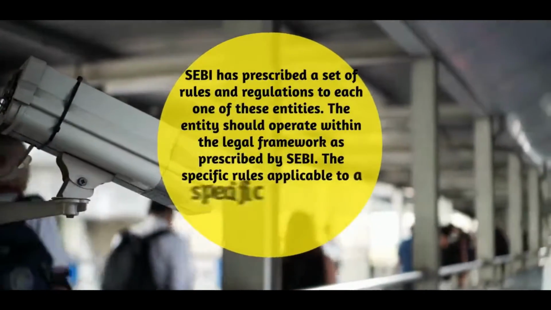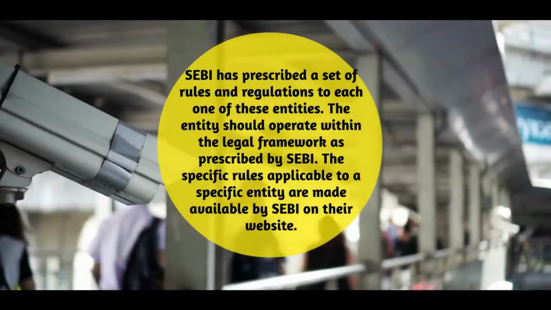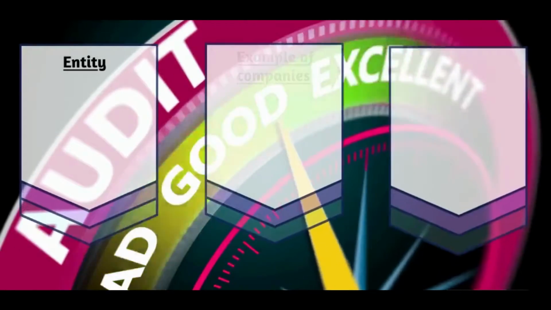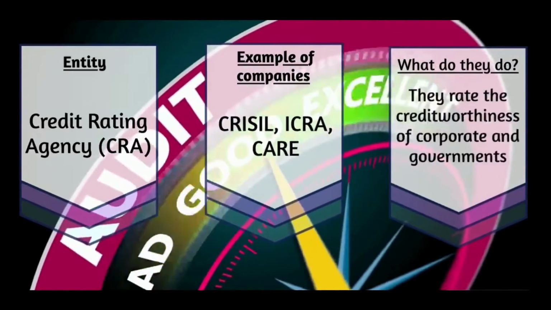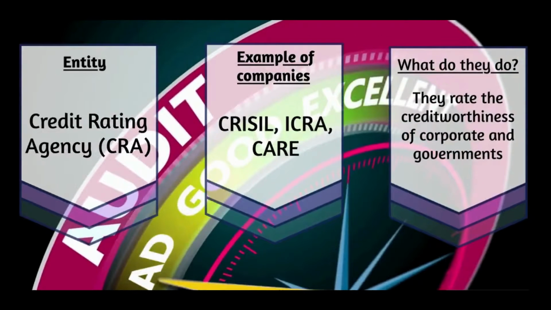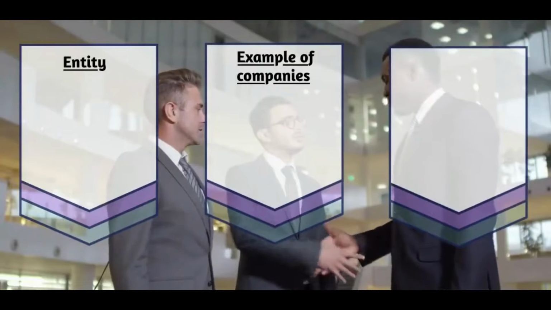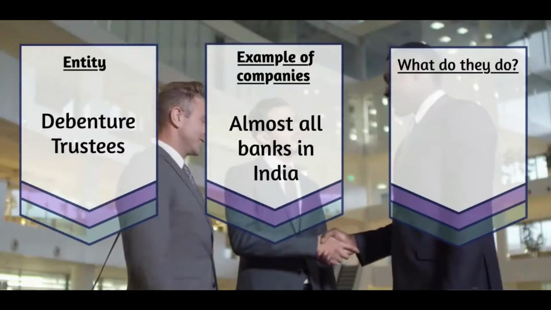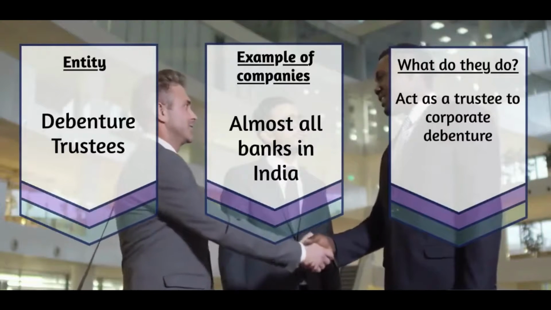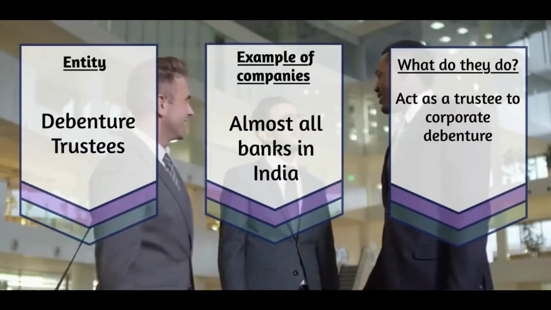The entity should operate within the legal framework as prescribed by SEBI. The specific rules applicable to a specific entity are made available by SEBI on their website. Entity: credit rating agency. Examples of companies are CRISIL, ICRA, CARE. They rate the creditworthiness of corporates and governments. Entity: debenture trustees. Examples of companies are almost all banks in India. They act as a trustee to corporate debentures.